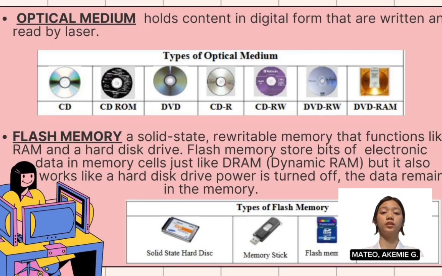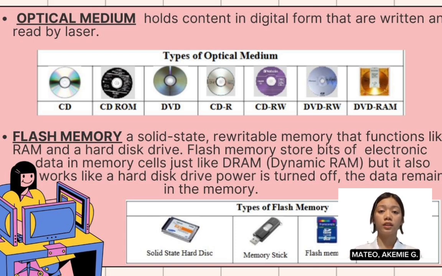The next one is optical medium. It uses reflection of light to read data and uses a laser to write the data. The information is held in a disk drive to access it. In our childhood days, we used DVDs to watch our favorite movies such as Barbie. And the last one is the flash memory.